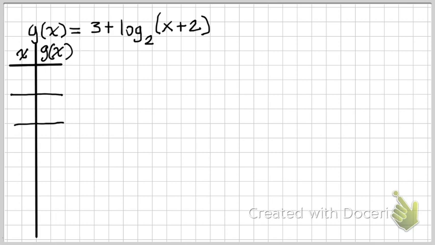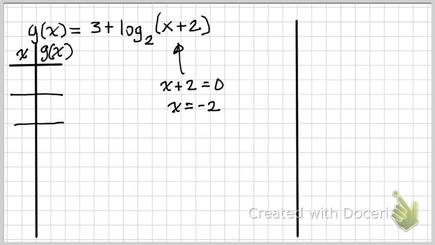The vertical asymptote is found by setting the argument, that is the value in parentheses, equal to 0, and then solving for x. That tells me where the vertical asymptote is. And then I could graph that.